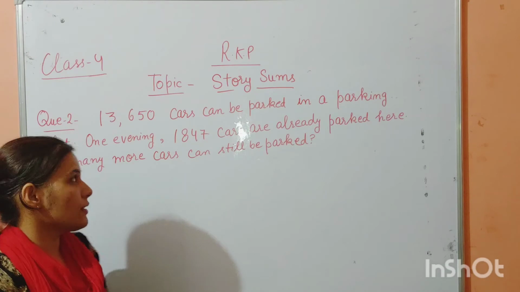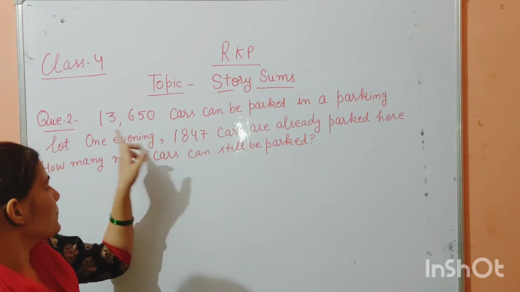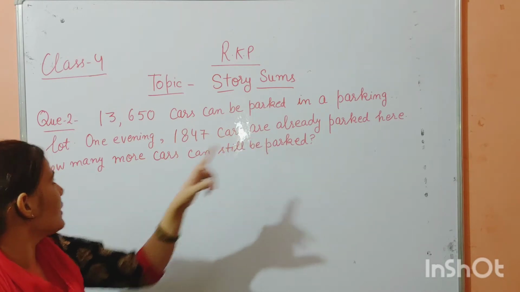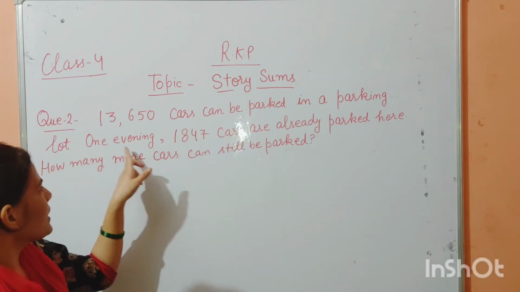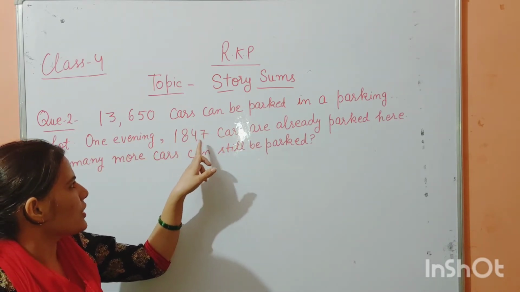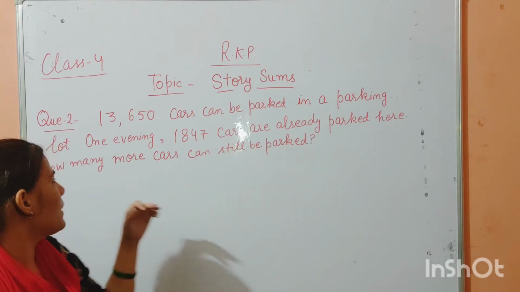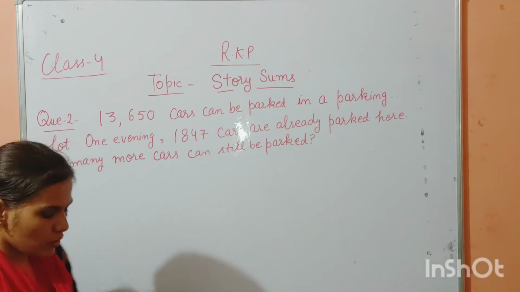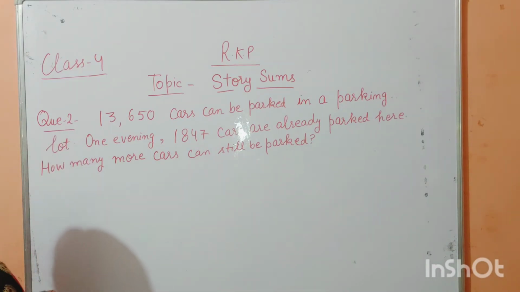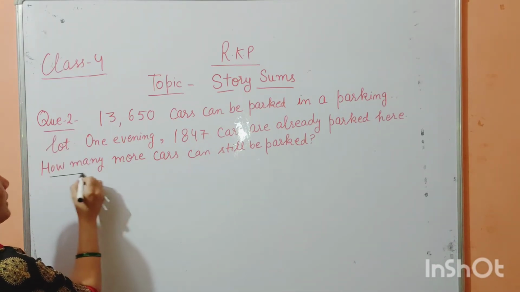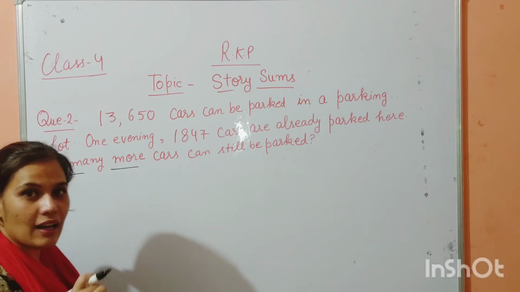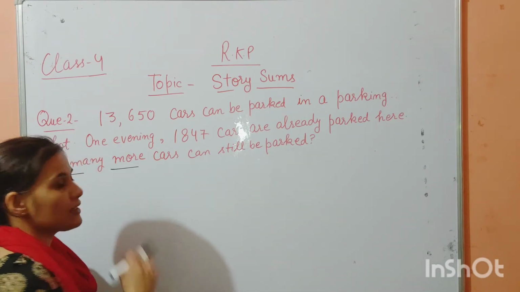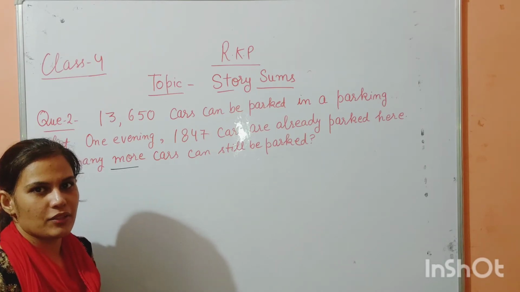So students, read this question. 13,650 cars can be parked in a parking lot. One evening, 1,847 cars are already parked here. How many more cars can still be parked? So read these words: how many more cars? How many are needed? So the terminology how many are needed says it is based on subtraction.